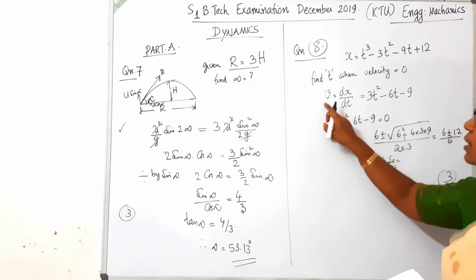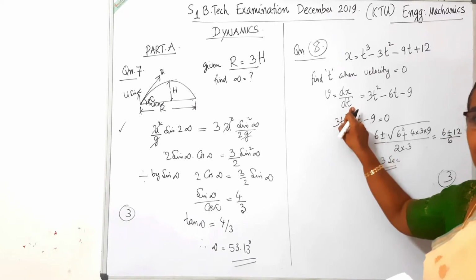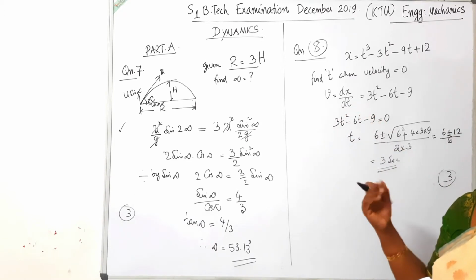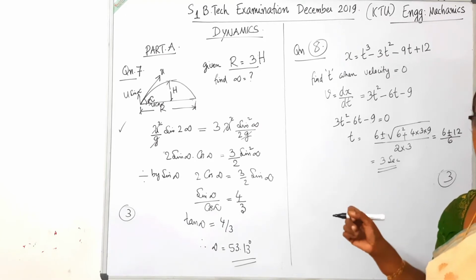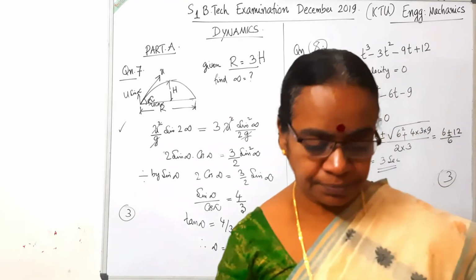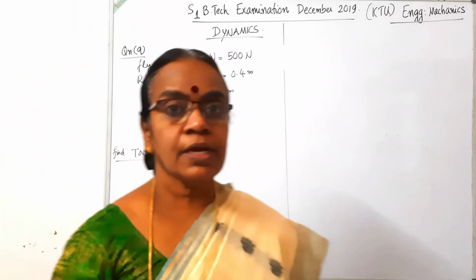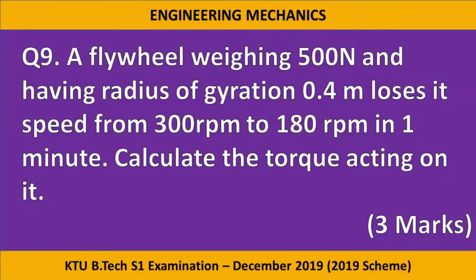Just know v is equal to dx by dt. If you are asked to find the acceleration, a is equal to d square x by dt square, or a is equal to dv by dt. Make use of that. Let us see the next question, question number 9.